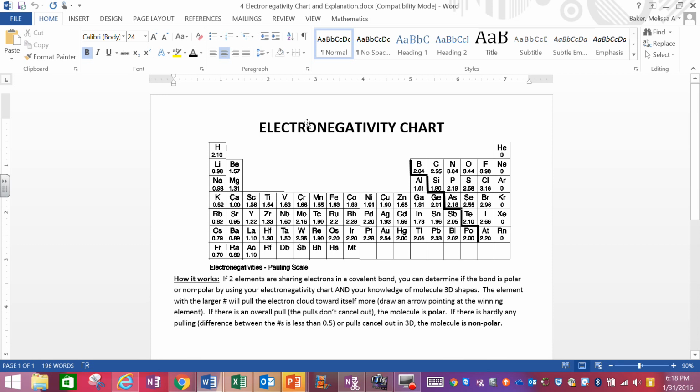How about, let's see here, hydrogen and chlorine, 2.1, 3.16. That chlorine would have a partial negative when it's bonded to that hydrogen. How about silicon, Si, and bromine, 1.9 and 2.96. That's another one that would be a polar bond.